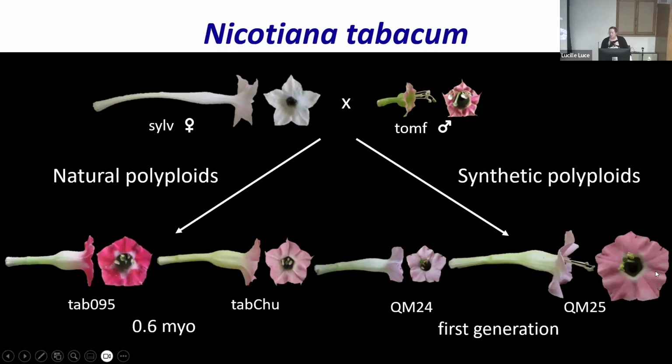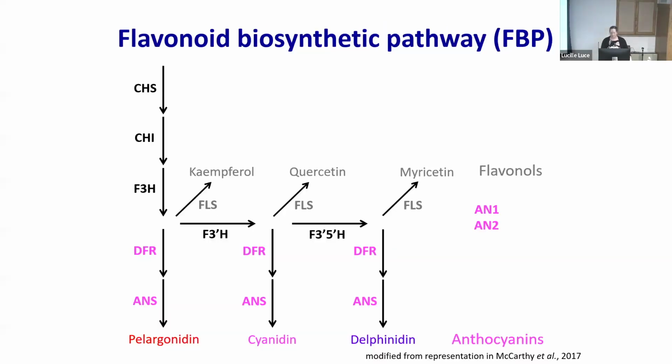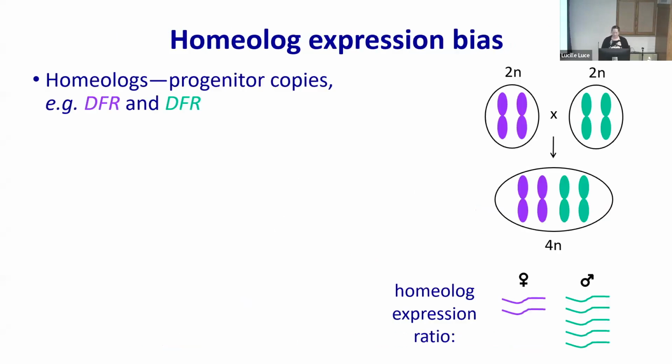And we, again, even in our synthetic lines, see some variation in flower color. So we have light pink ones and we have darker pink ones. So we have a great system that we can compare. Again, flavonoid biosynthetic pathway. The differences we see in these pinks is mainly due to differences in cyanidin pigments, so that's the focus we're going to think about for this story at least. And we're also going to think about homolog expression bias.